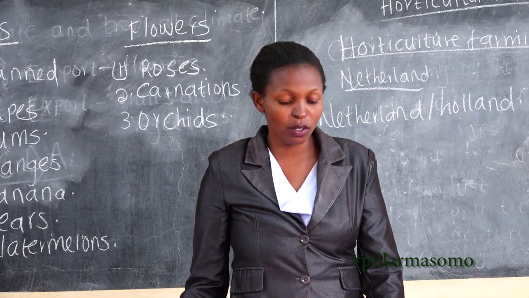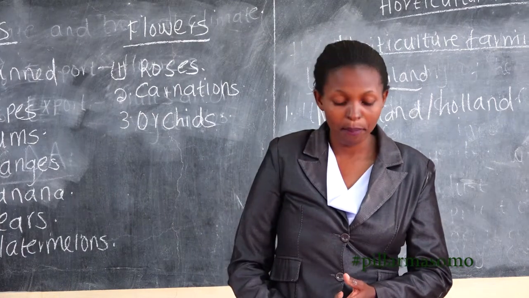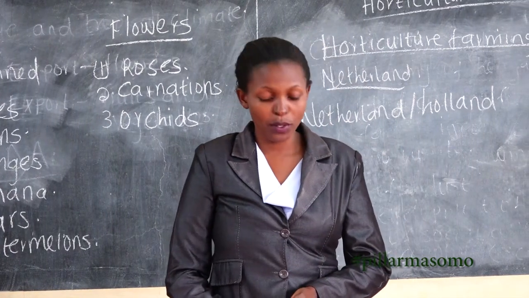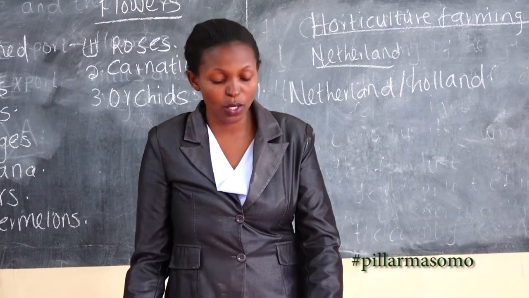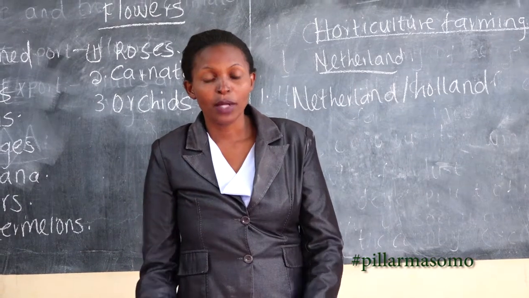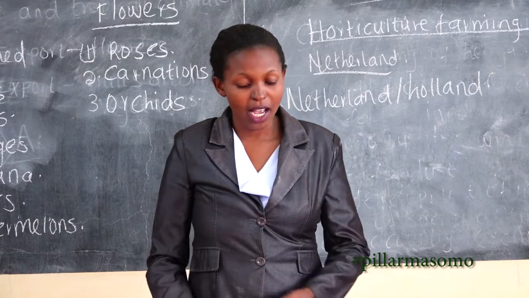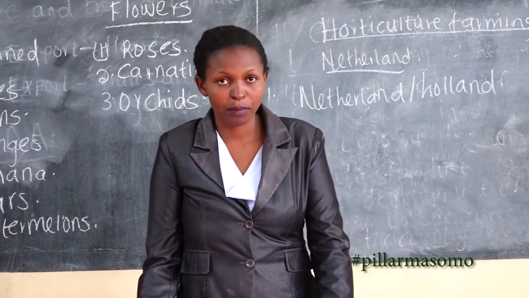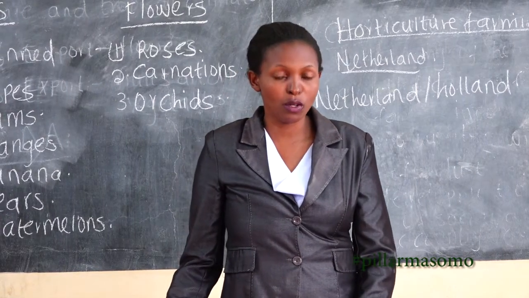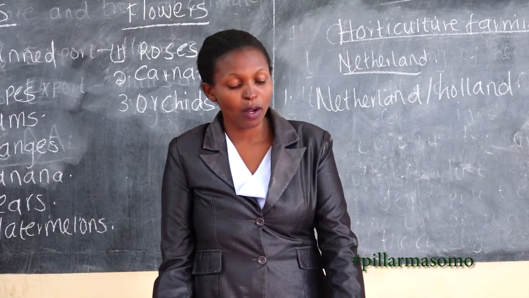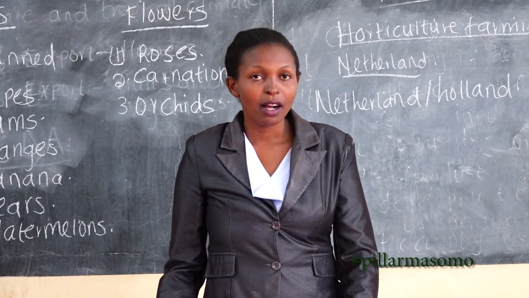Examples of the crops they grow are carrots, lettuce, cucumber, apples, tomatoes, sugar beets, bulb onions, mushrooms, pepper, and also potatoes, spinach, and grapes. There is a high demand for the produce in Europe. So in Europe, the market is there. So we have a ready market for the horticulture crops.